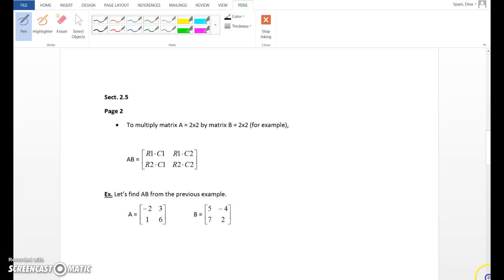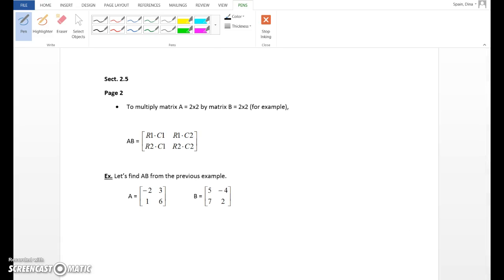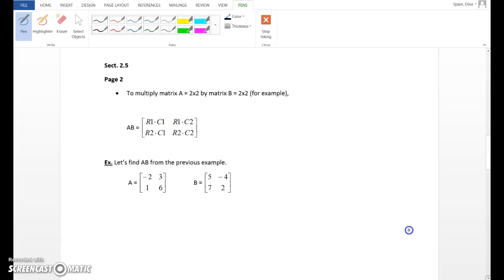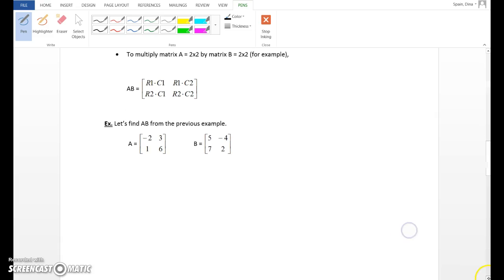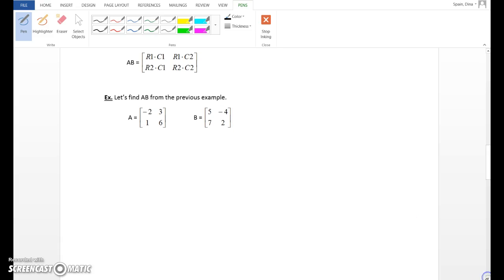Let's try it. This is the same A and B from before. Negative 2, 3, 1, 6, and negative 4, 7, 2. We're going to multiply these two together. Let's find that product AB from the previous example. So here's my product matrix. I'm going to write it down here, and I'm going to put the dot products in here.